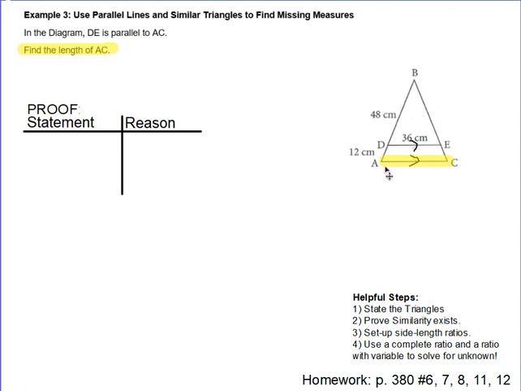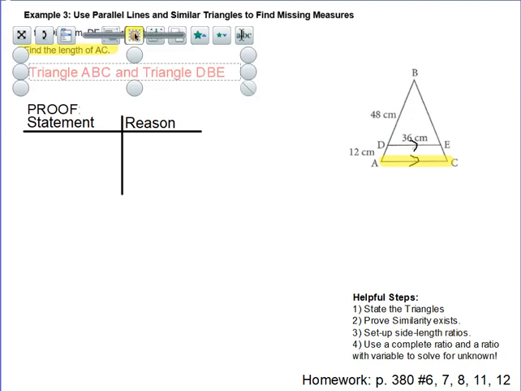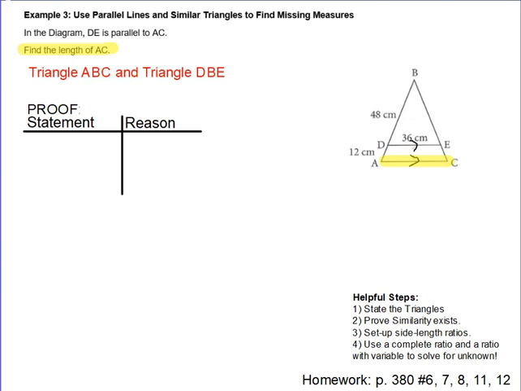So notice that there's a big triangle, ABC, the big one there. Then you got a littler one in there, the DBE, that little triangle in there. So those are our two triangles, triangle ABC and triangle DBE. Now we have to prove that these two triangles are in fact similar to one another. The question hasn't told us that these two triangles are similar, so we got to make sure that we go ahead and prove similarity exists.